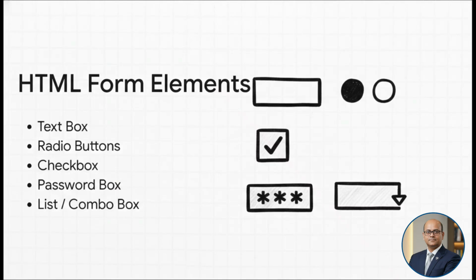And these are the different parts we can use. A text box for your name, radio buttons to choose only one option, like male or female, and a checkbox where you can tick many options, like for your hobbies. It is all very simple.